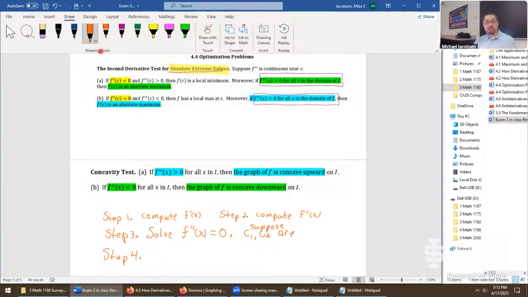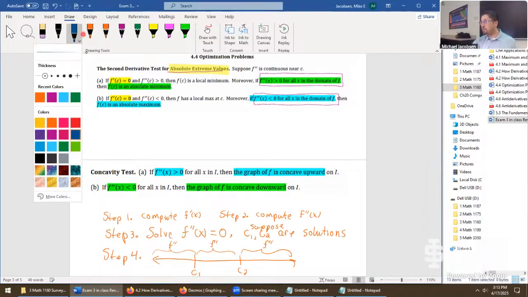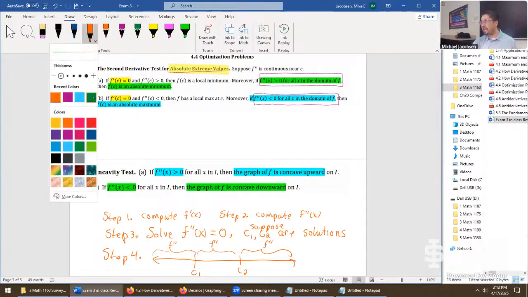There could be one solution here. There could be no solutions. Then it's only concave up on the entire real number line or concave down on the entire real number line. Or C1, C2 are critical numbers. I'll just say solutions briefly. If that's the case in step 4, we go like this. C1, C2. We analyze the sign of the second derivative and then apply the concavity test.